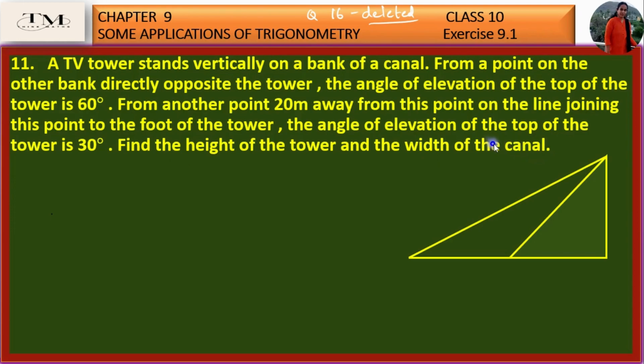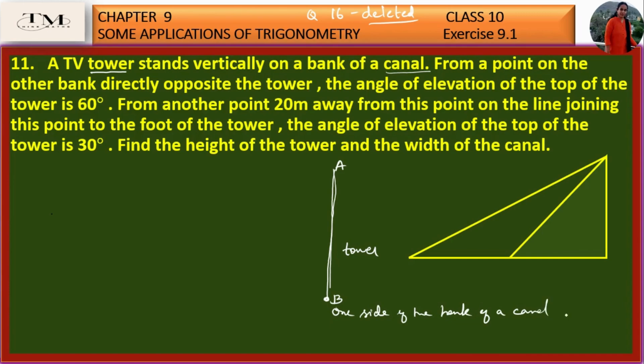Okay. So now we have to draw the diagram. First we will draw it roughly. It is about tower and canal. So there is a tower, and the tower will be standing vertically. A tower stands vertically on a bank of a canal, so this is one side of the bank. Let AB be the tower and B is one side of the bank of a canal.